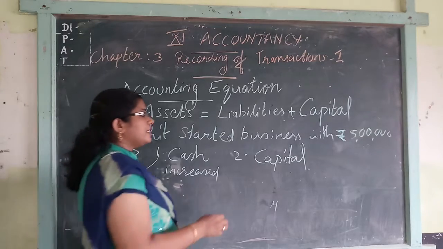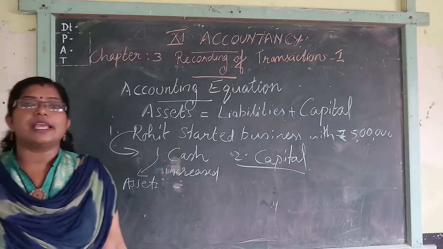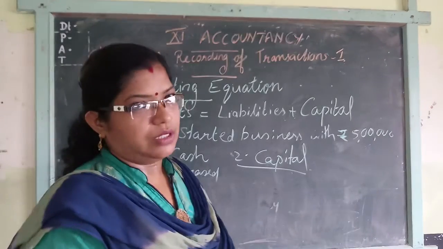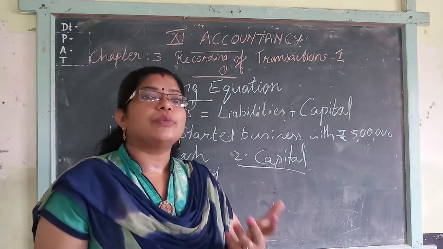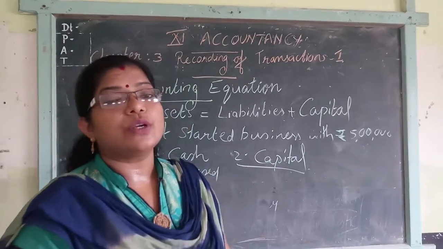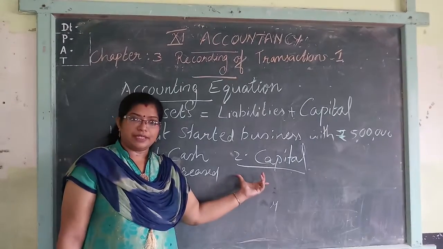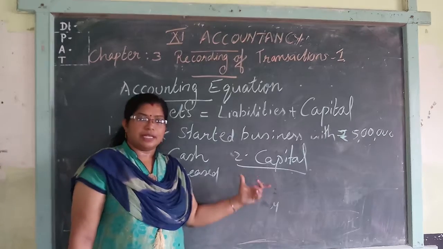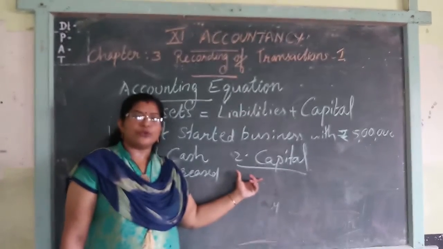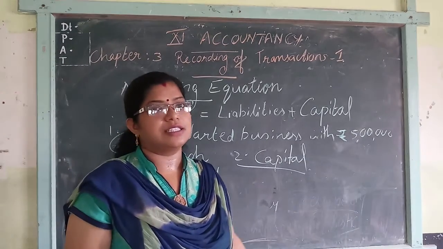Now the other one is capital, the second one I mentioned. Capital means the amount contributed by the owner. From the accounting point of view, the owner contributed 5 lakh rupees in the business. That contribution is called capital. It is the claim of the proprietor. So from the business point of view, this is a liability towards the owner.